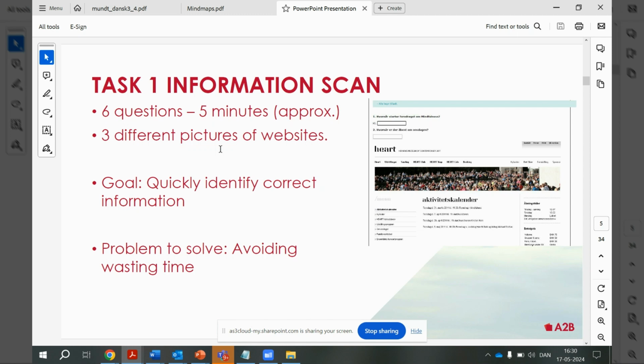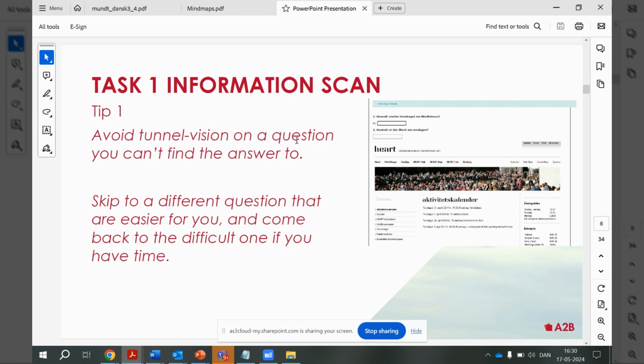So what can you do? The goal is to quickly identify the information that is being asked. The problem you need to solve is avoiding wasting time, because 5 minutes is not that much time. The first tip for avoiding tunnel vision on a question you can't find the answer to is to simply skip to a different question, solve the questions that you find easier first, and then come back to the difficult questions if you have time.